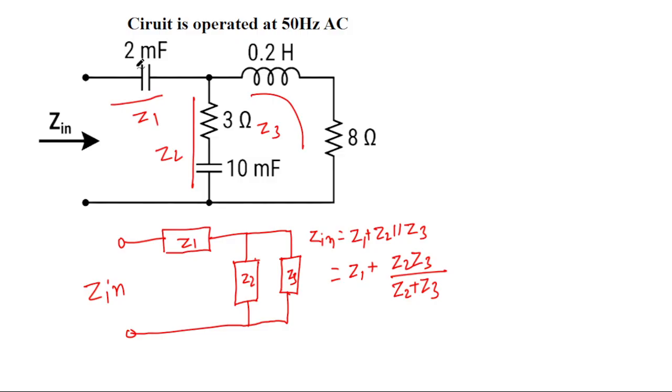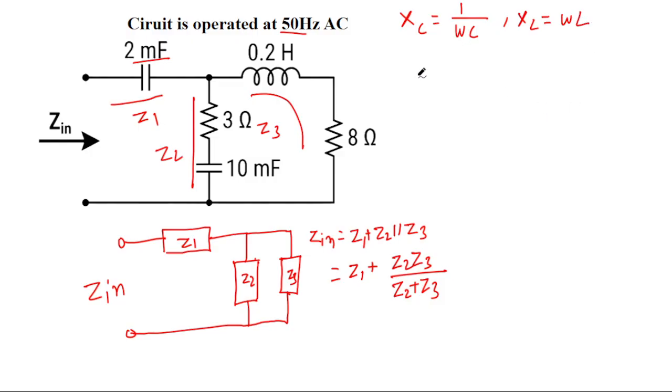The value of the capacitor is given in microfarad and millifarad, and the value of the inductance is given in Henry. So the values of the capacitor and the inductors depend on the frequency. It is given that this circuit is operated at 50 hertz. So we will find the capacitive reactance and inductive reactance. The capacitive reactance can be given as 1 divided by omega C, and similarly the inductive reactance can be given by omega multiplied by L.